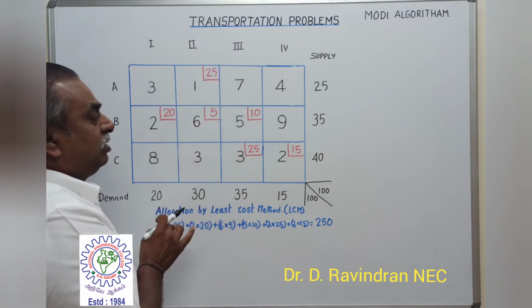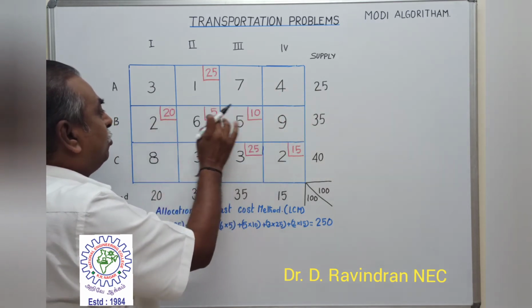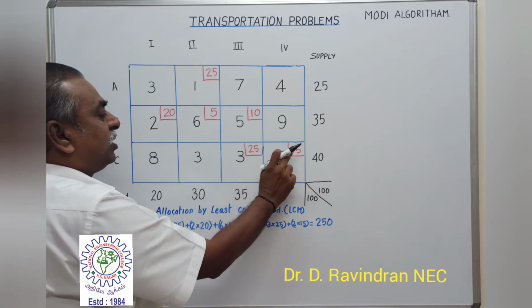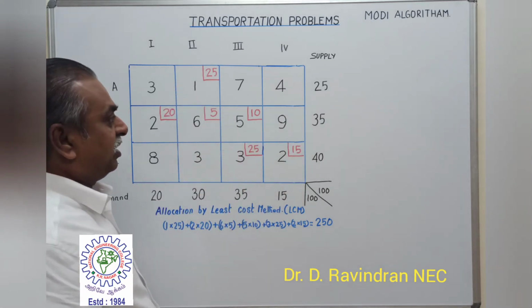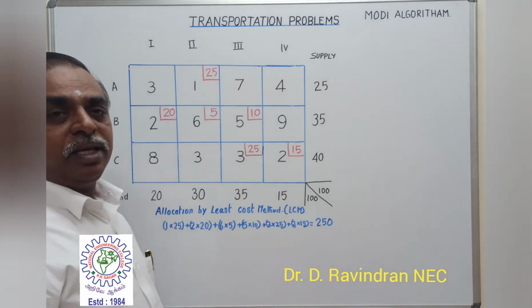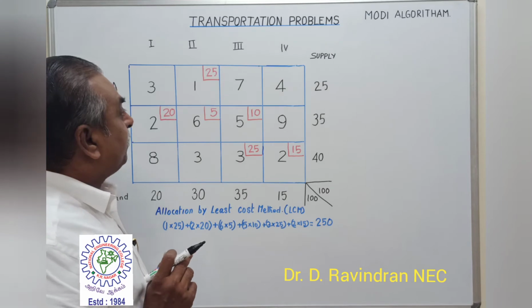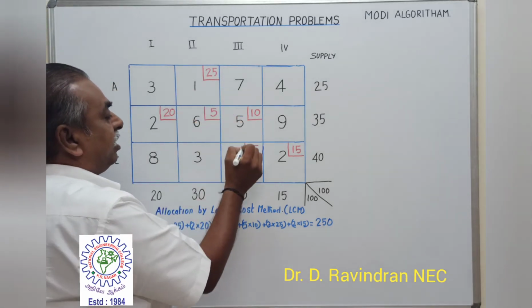It can be transferred. Similarly, this one is balanced, and then here also 20 plus 5 plus 10 is 35. Here 25 plus 15 is 40. Similarly, the column requirement is also satisfied. Now before applying Modi's algorithm for checking optimality, we have to check how many cells are allocated cells.